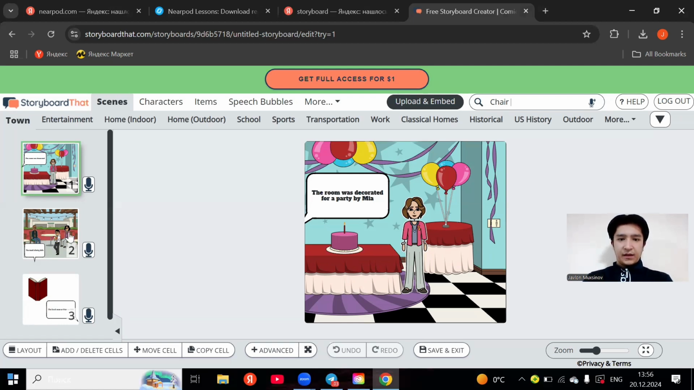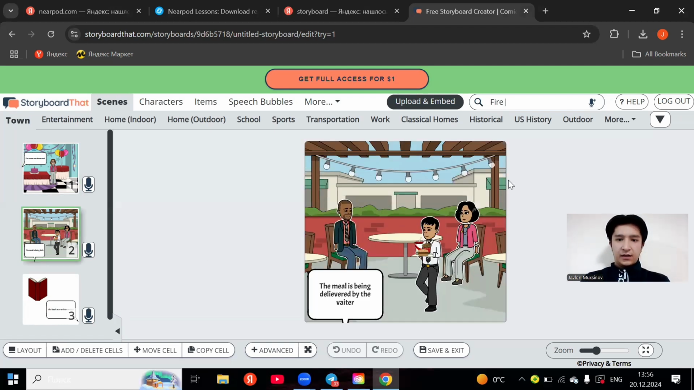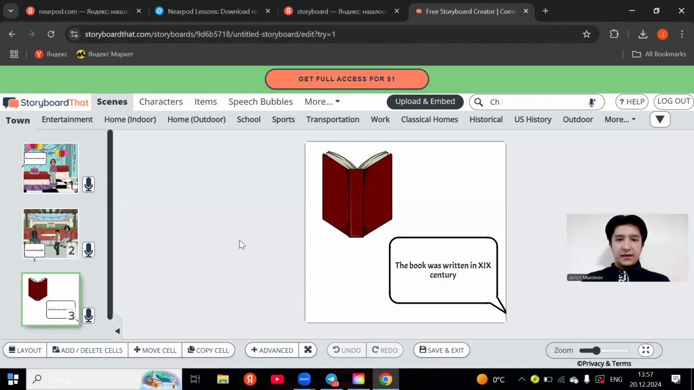Our next situation, I think, is a fast food cafe, and a waiter is delivering the order to these two people. The passive form sentence is: the meal is being delivered by the waiter. The next is a book. The book was written in the 19th century, as a passive form of the sentence.